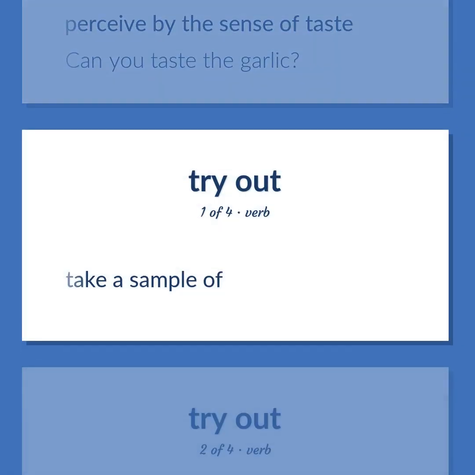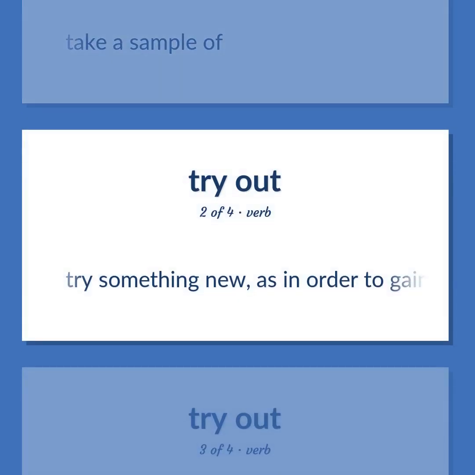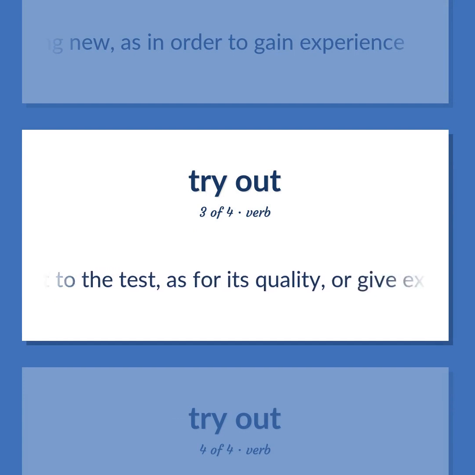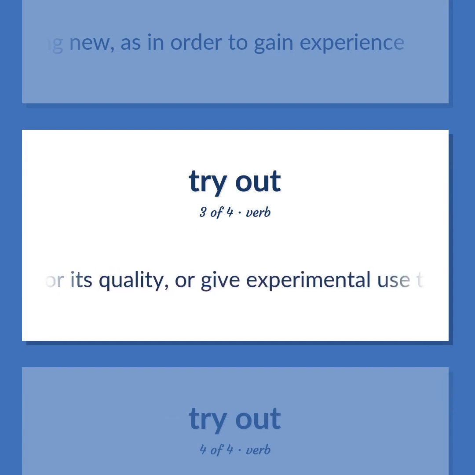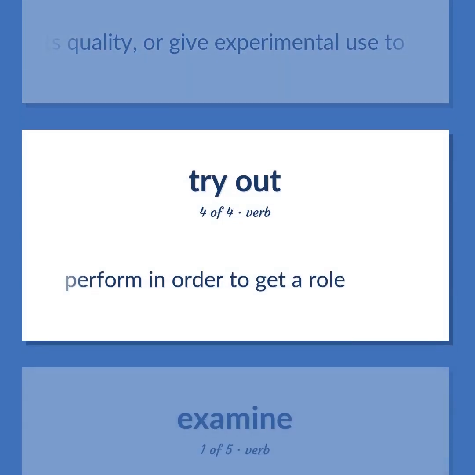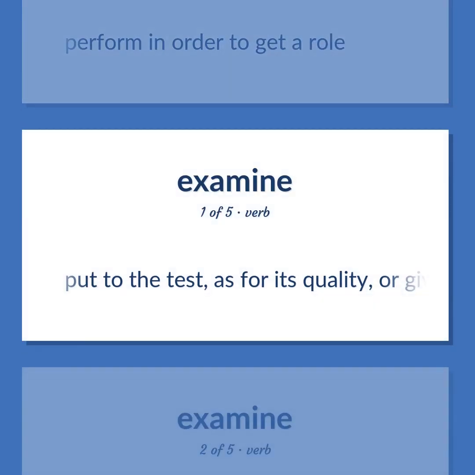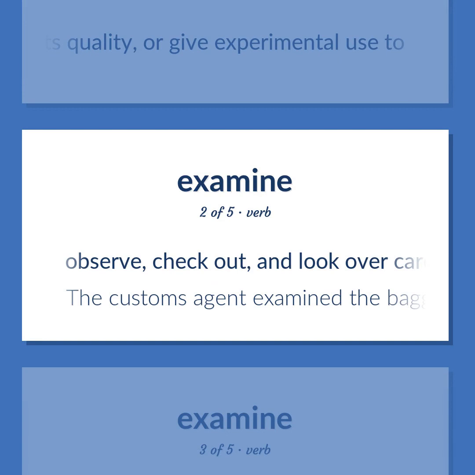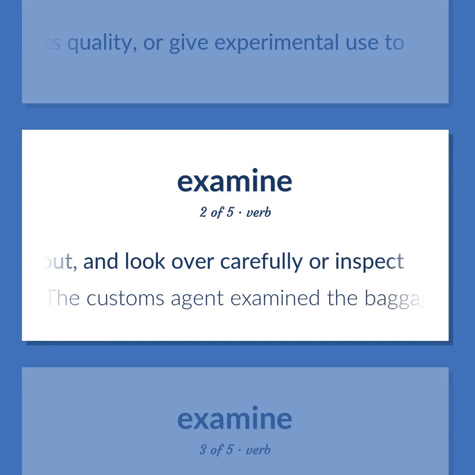Take a sample of. Try something new, as in order to gain experience. Put to the test, as for its quality, or give experimental use to. Perform in order to get a role. Observe, check out, and look over carefully or inspect. The customs agent examined the baggage.